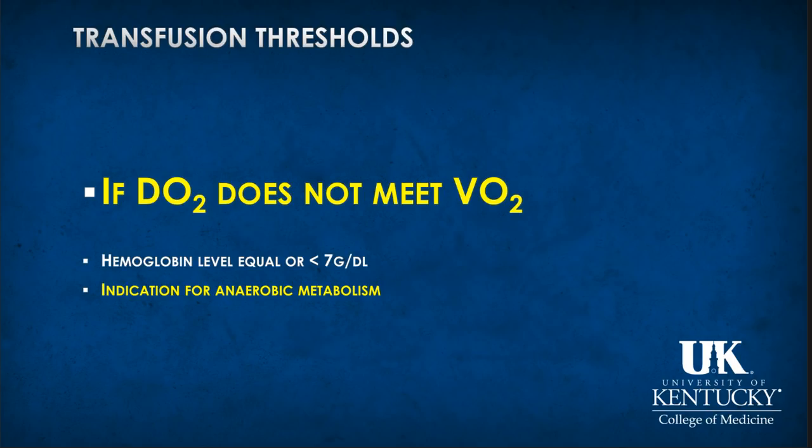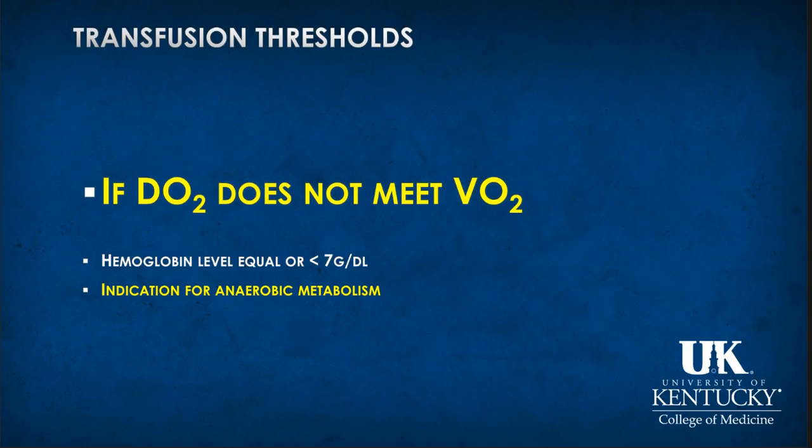So for blood component therapy, and specifically for blood transfusion, what's our indication, our transfusion threshold? The global answer to this question is when you identify that your oxygen delivery does not meet your demands, your oxygen consumption, due to either limitation in cardiac output or exhaustion of cardiac output increase. As a rough guideline, we think we're reaching the transfusion threshold when the hemoglobin concentration is equal to or less than 7 grams per deciliter.